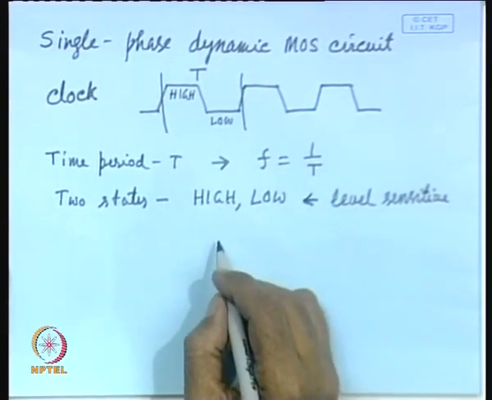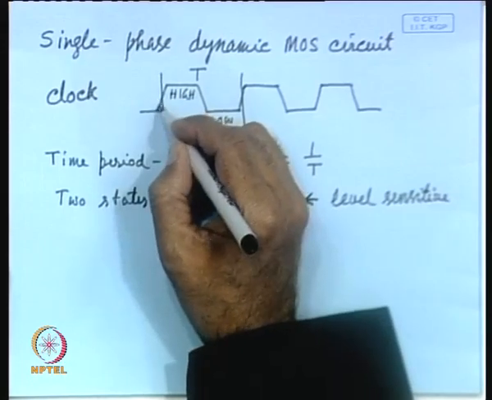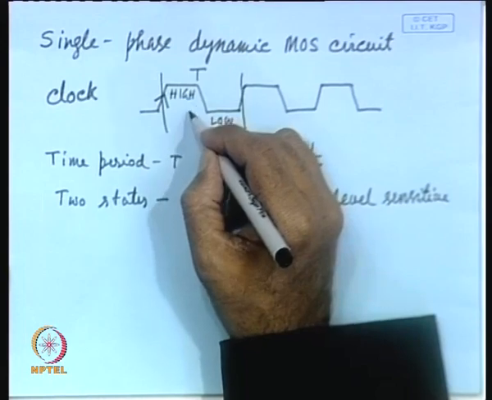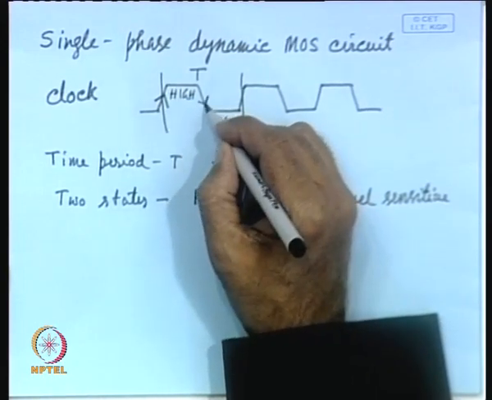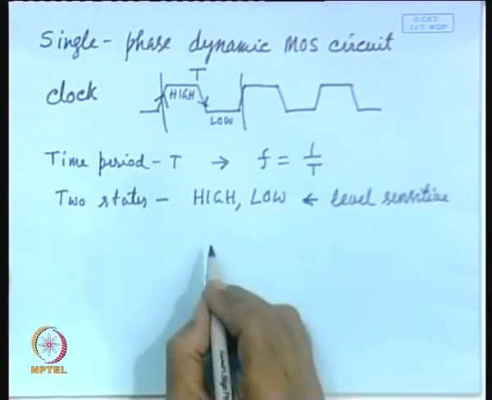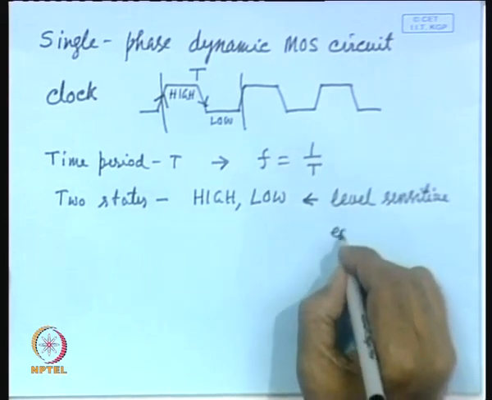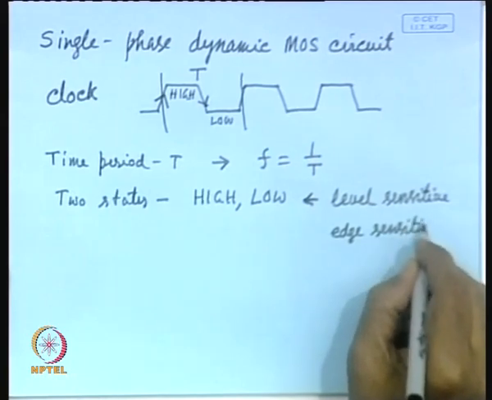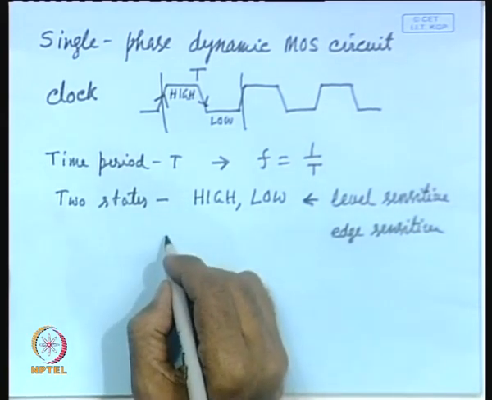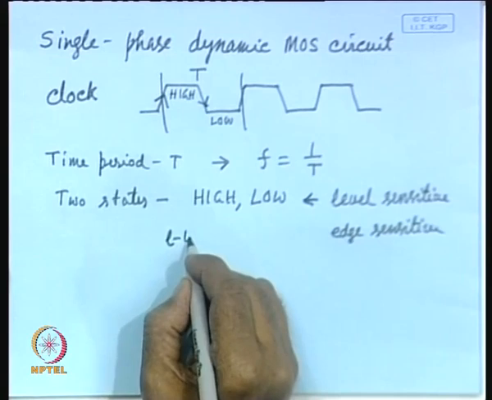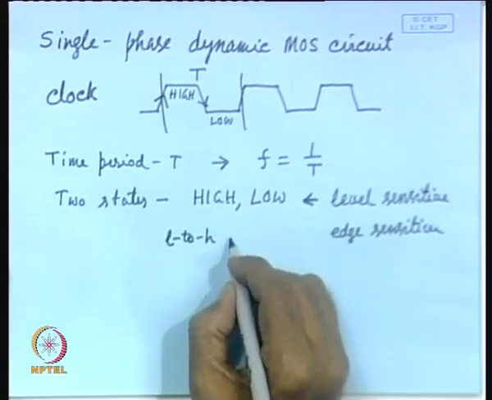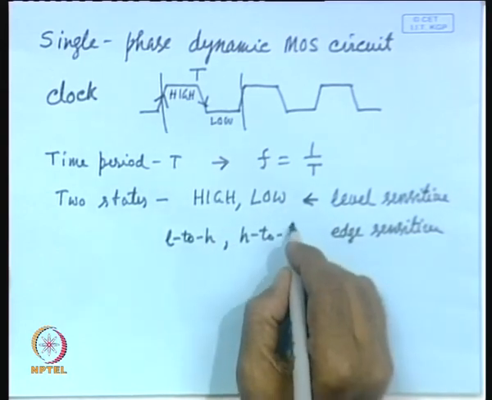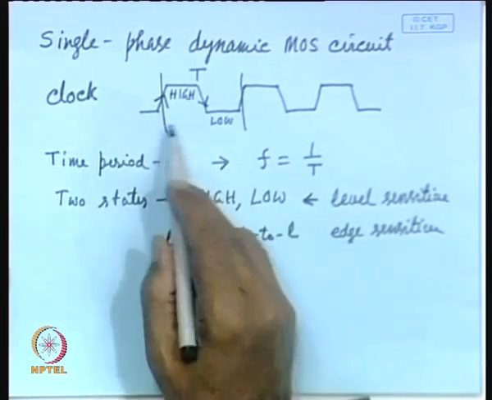Another characteristic parameter is also there. You can see each period has two transitions, low to high and high to low, and these are called edges. There are circuits which are edge sensitive. That means, here low to high and high to low. So, there are two edges in each period.